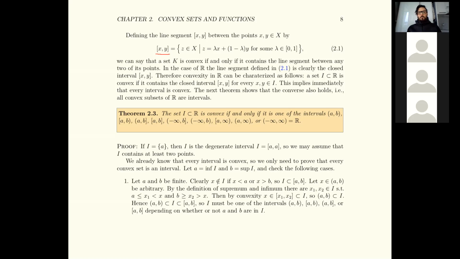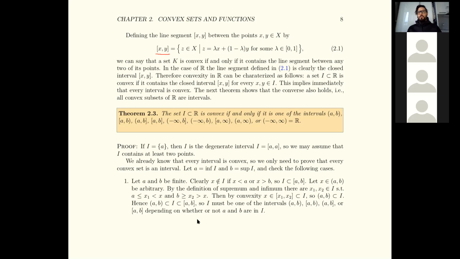And we conclude that the open interval from A to B is contained in I. So the set I, which was stipulated as being convex, contains the open interval between A and B, and it is contained in the closed interval.